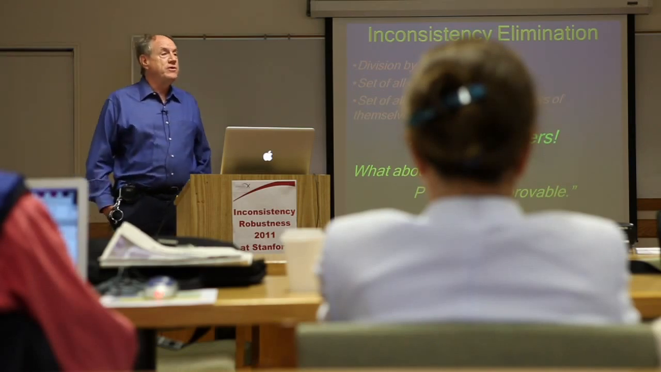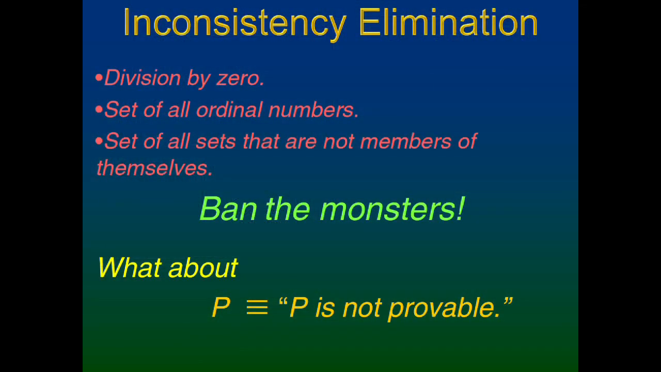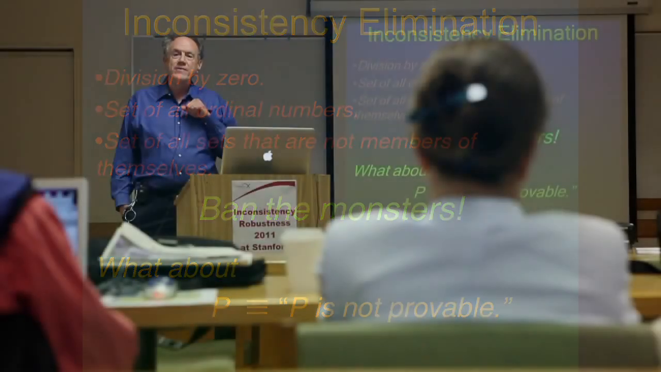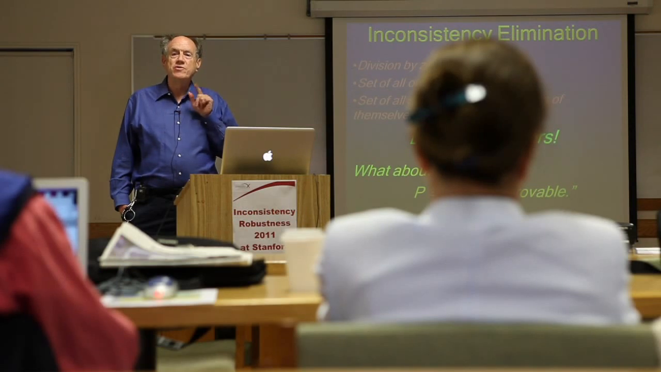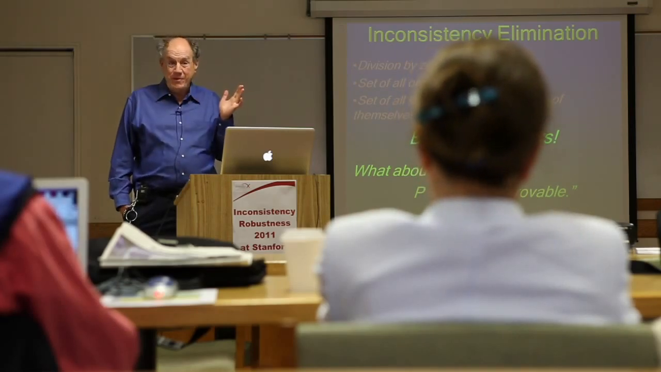So, let's go back to mathematics. And I'm almost done here, and we can have some discussion. Mathematics, ever since Euclid, has been in the business of inconsistency elimination. Division by 0 was quite troublesome, right? Because if you divide x by 0 and you get y, then y times 0 is equal to x. And if x is not 0, we're in big trouble. So you get rid of that one, right?